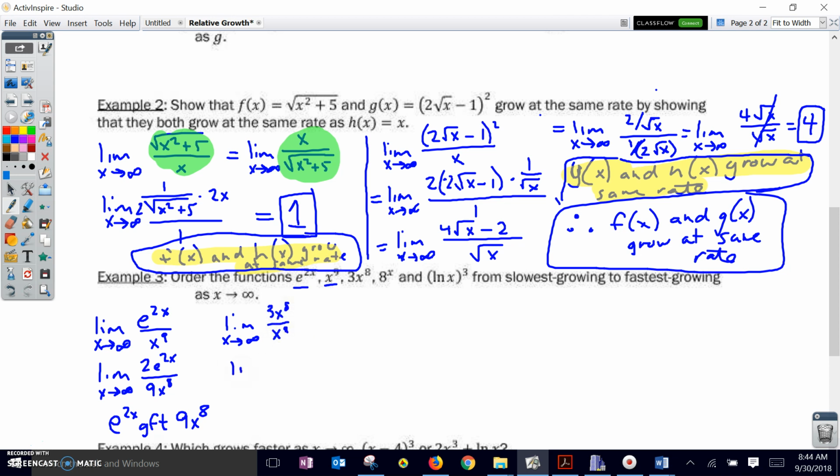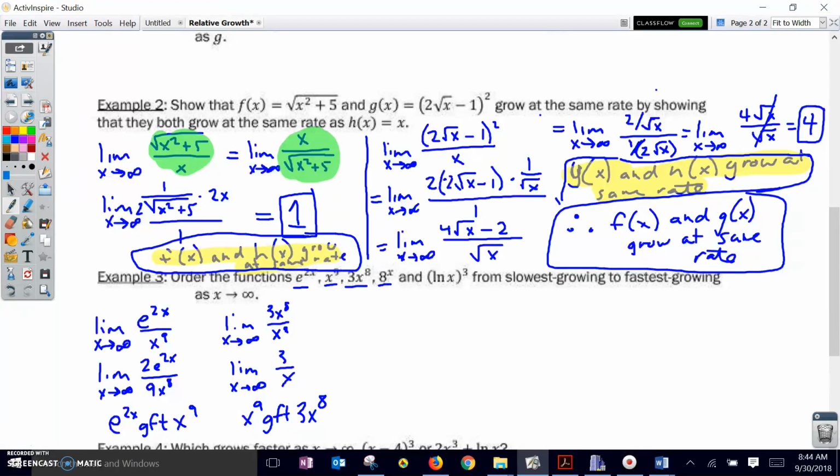Which we can actually reduce right off the bat to 3 over x, which goes to 0, and therefore x to the 9th... I wrote the wrong thing, it goes faster than x to the 9th, that was the function we were comparing it to. x to the 9th grows faster than 3x to the 8th. So at the very least I have now these three in order.